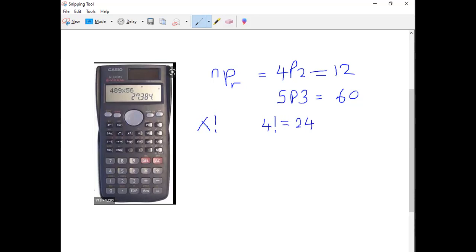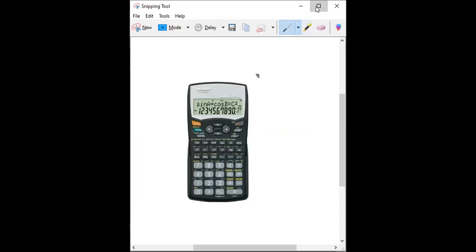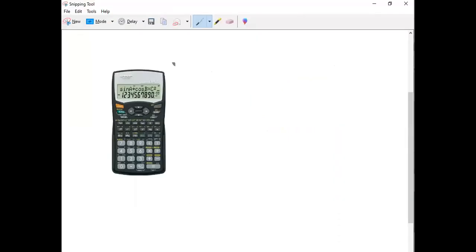Collins, using a Sharp calculator, where do I find the permutation? Okay. Who else is using a Sharp calculator? I'm also using a Sharp calculator. So for a Sharp calculator, we have the following model. Let me just broadcast it as well. Are you able to see the Sharp calculator? Something like this, right?